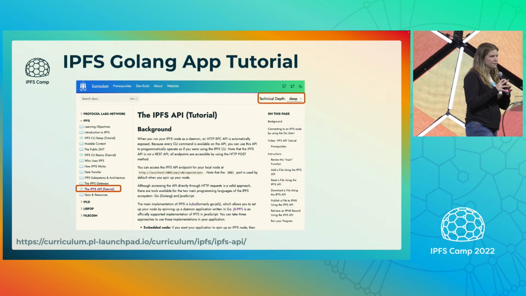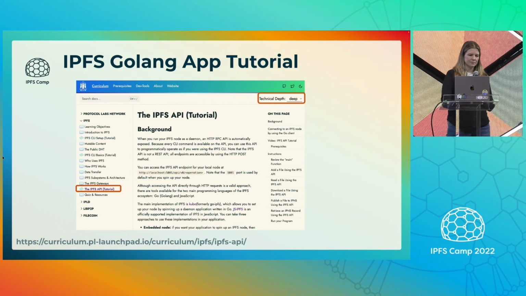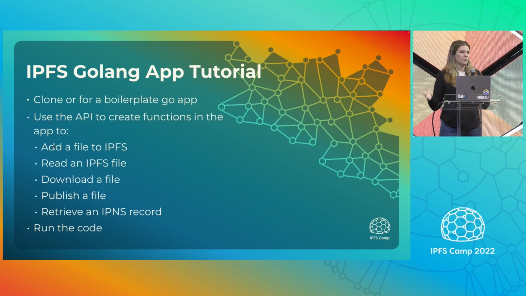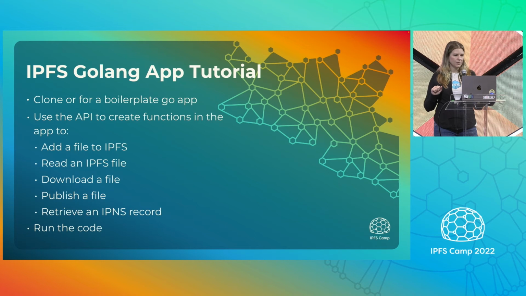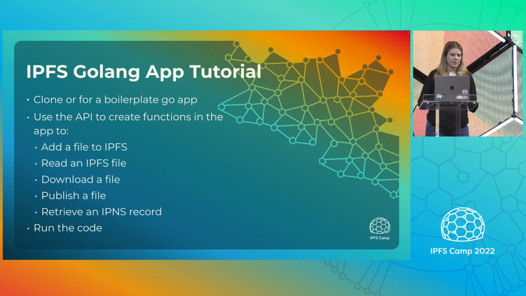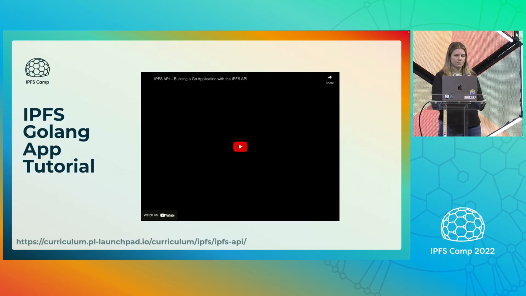This is a deep dive for those of you who are a little bit familiar with Go, and even if you're not, it's very doable. In this, you're going to clone or fork a boilerplate Go app. We also have a Gitpod option. I'll go into that in a second. You're going to use the API to create functions in the app. So essentially what we're going to do is add into the app the same things that you can do in the CLI. You can add a file to IPFS, read an IPFS file, download a file, publish a file, retrieve an IPNS record, and then at the very end, run the code.